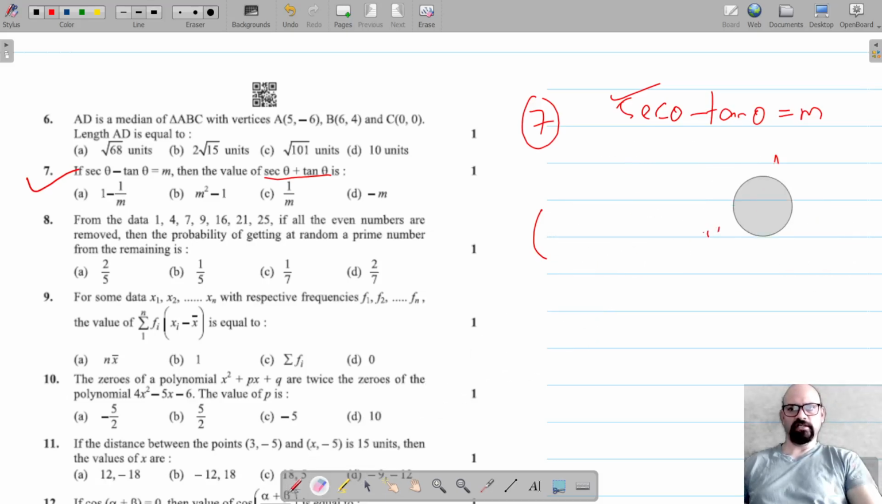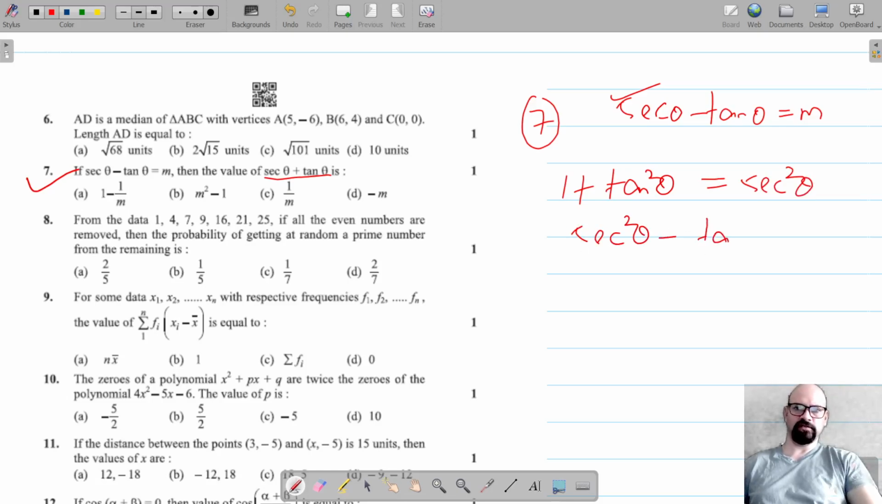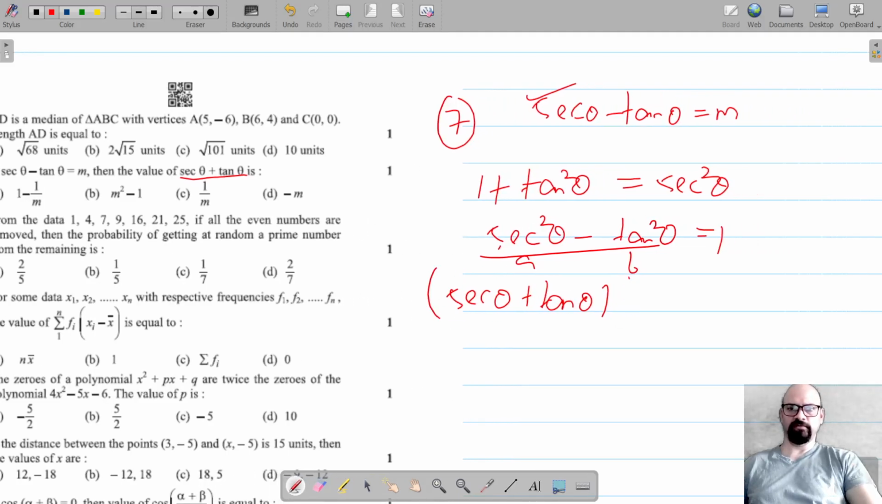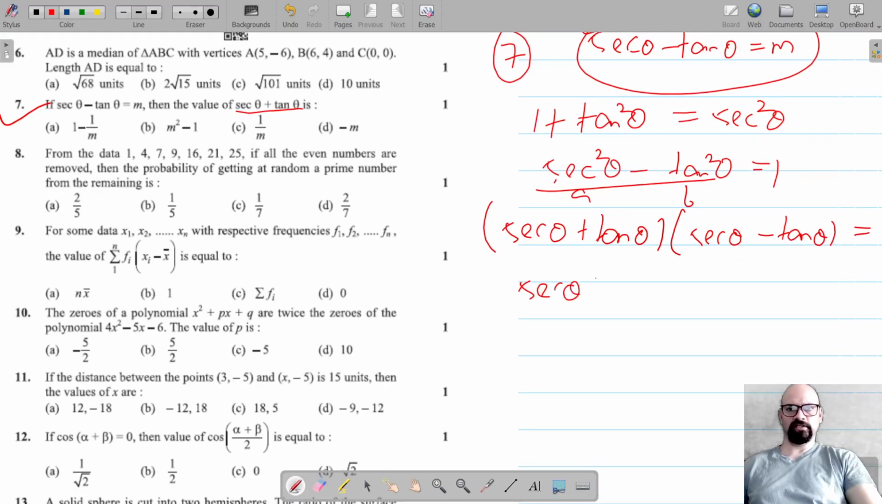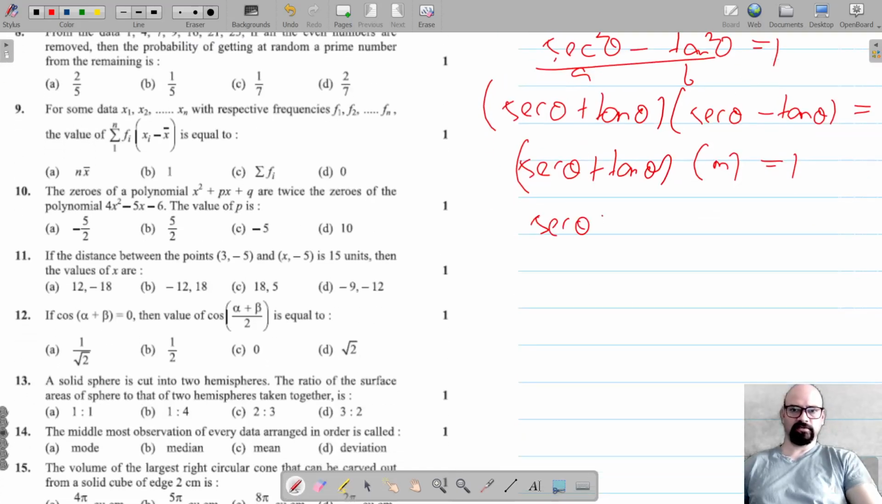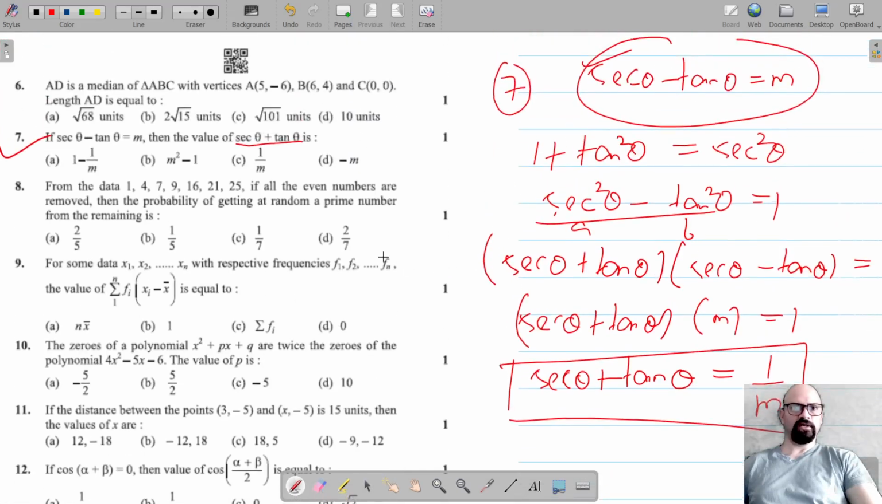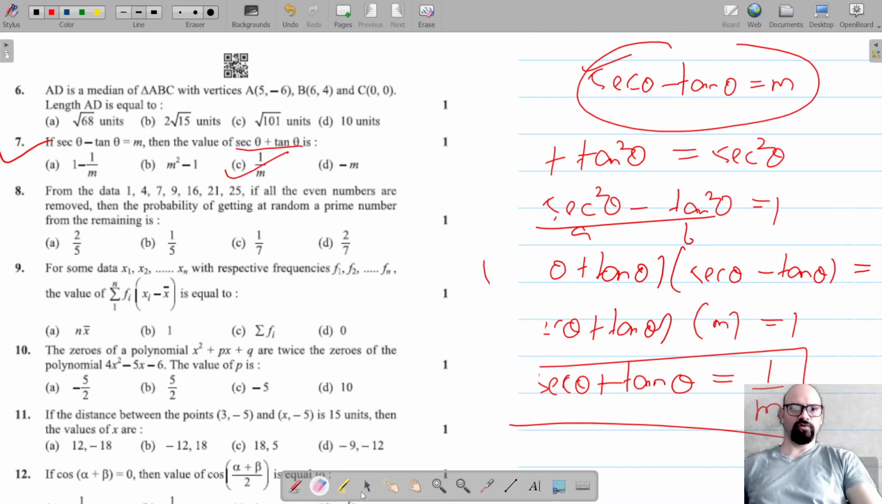Or rather, let me use the identity. We know that 1 plus tan squared theta is equal to secant squared theta. So secant squared theta minus tan squared theta is equal to 1, and this is now a squared minus b squared. So a squared minus b squared is (a plus b) into (a minus b). This is a and this is b. So (a plus b) into (a minus b) is equal to 1. Now for us, secant theta minus tan theta is known. So (secant theta plus tan theta) into m is equal to 1, which gives us secant theta plus tan theta is equal to 1 by m. So our answer is 1 by m, which is option C. Let's move on to question number 8.